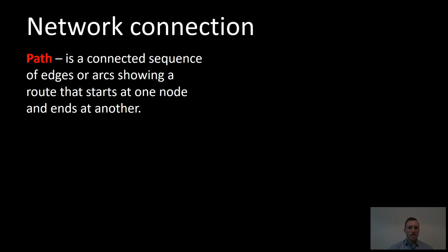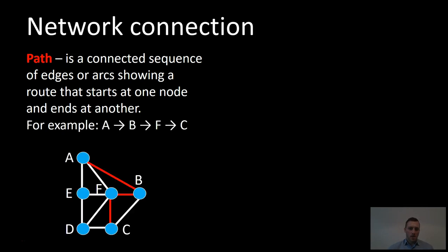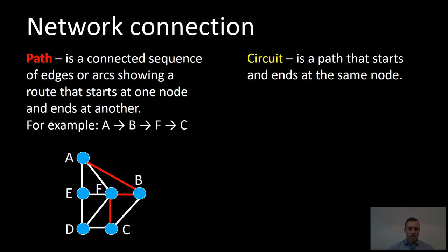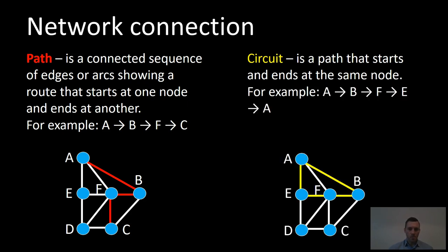A path is a connected sequence of edges or arcs showing a route that starts at one node and ends at another. Highlighted in red here is a path through the nodes A, B, F, C. A circuit is a path that starts and ends at the same node, highlighted here in yellow. We have a circuit that goes through A, B, F, E, and then returns back to A.